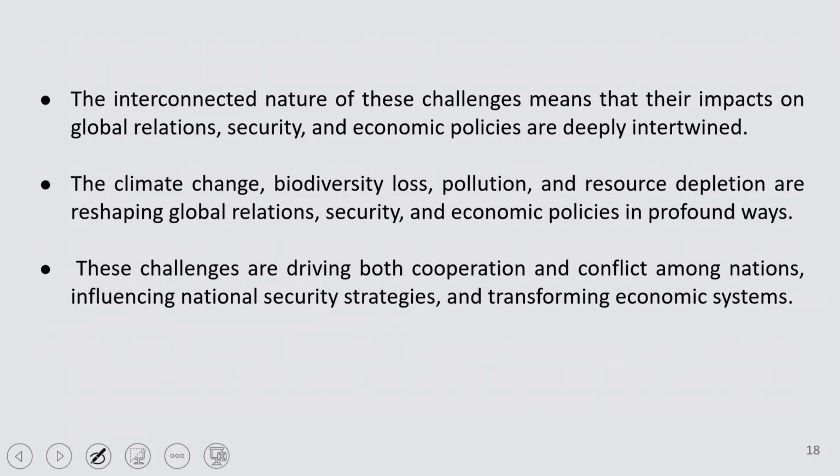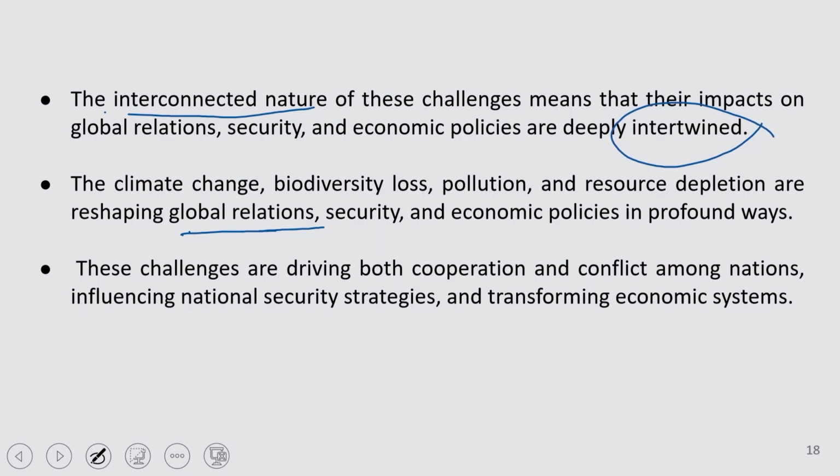So here we can see that the interconnected nature of these challenges means that their impact on global relations, security, and economic policies are deeply intertwined. Climate change, biodiversity loss, pollution, and resource depletion are basically reshaping global relations in terms of global agendas, security, and economic policies in different ways. These challenges are, of course, driving both cooperation and conflict among nations, influencing national security strategies and transforming economic systems.